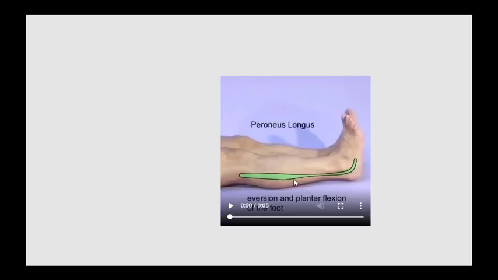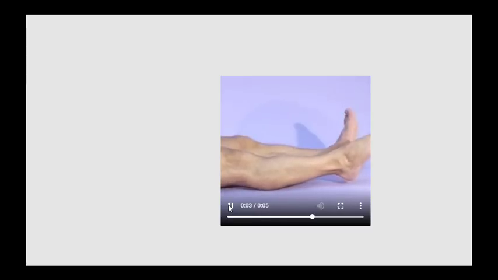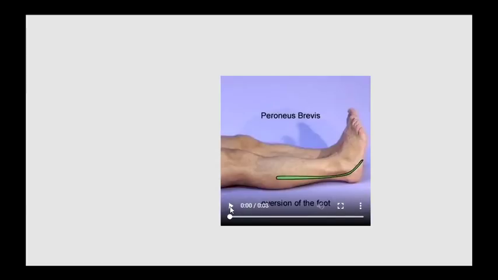Surface anatomy of fibularis longus or peroneus longus. The action is eversion of the foot. It also assists in the plantar flexion of the foot at the ankle joint. It should be noted here that the eversion and inversion movements take place at the subtalar joint, not the ankle joint. Fibularis brevis, again eversion of the foot.